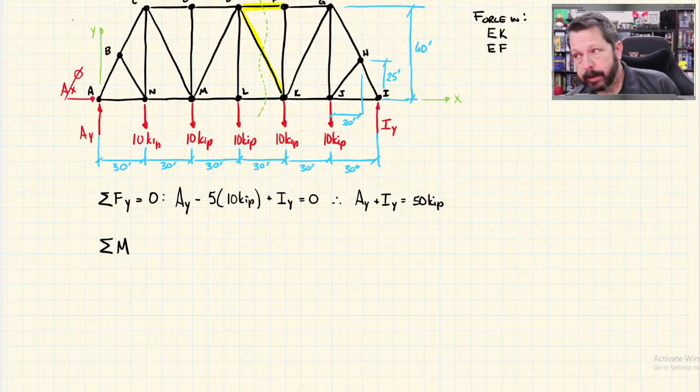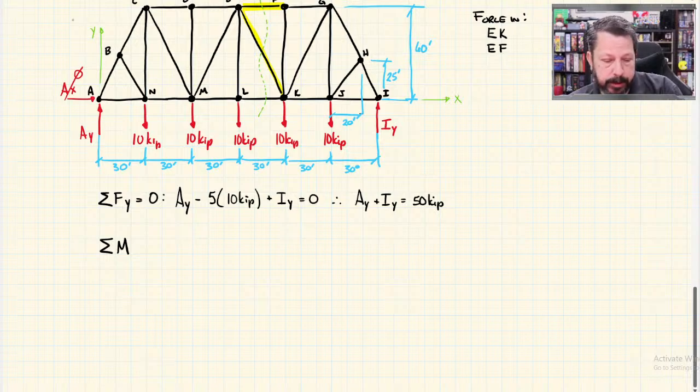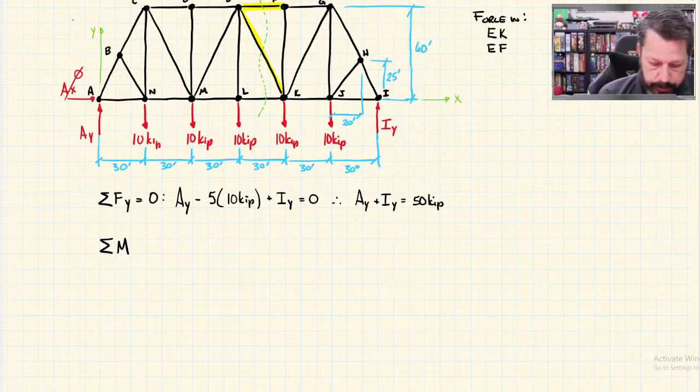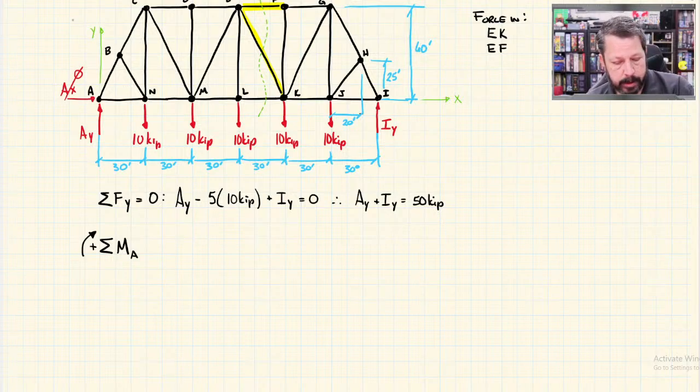And I said earlier, last time when we were talking about moments, that with trusses in particular, when you're doing the external reactions, it's usually best to do the summation of moments about the pin. The pin was at A, so summation of moments about A. We will say clockwise moments are positive. You get to choose that though. Those are going to equal 0.